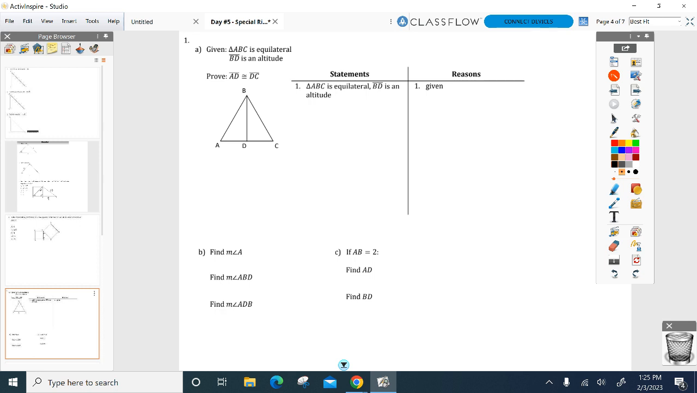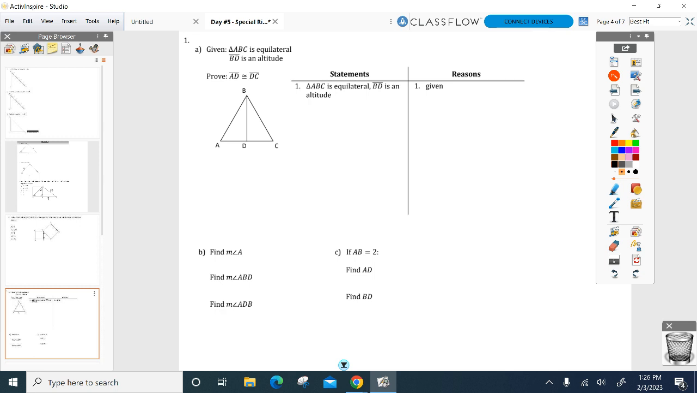You told us no proofs. It's the only one we're doing, and it leads into our new triangle. So this whole thing's equilateral. ABC is equilateral. BD is an altitude. I need your help. How can I get AD congruent to DC?